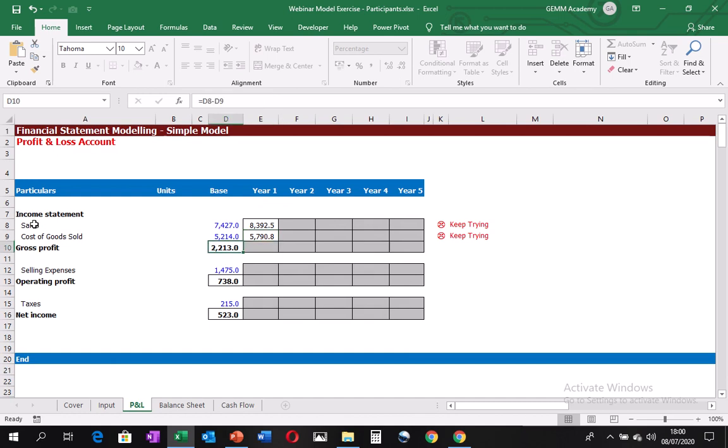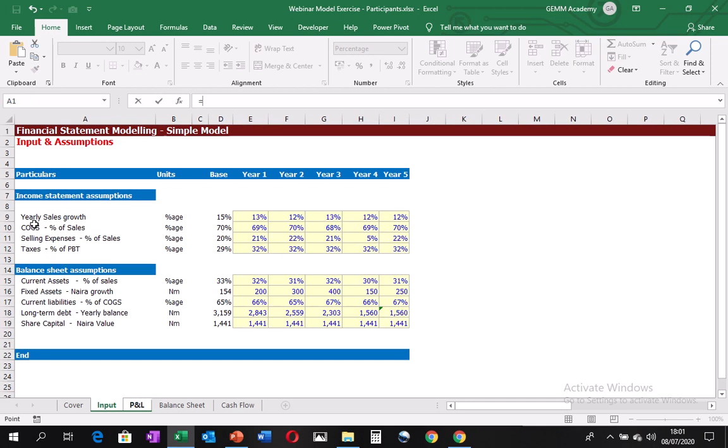Then to get the gross profit, we just simply put our cursor on the gross profit of the base year, then hold shift and forward arrow once and hit Ctrl R. So Ctrl R will replicate that gross profit formula we have inputted here into the first year. Alright, then selling expenses equals to, we go look for the assumption for selling expenses, and it's also expressed as a percentage of sales.